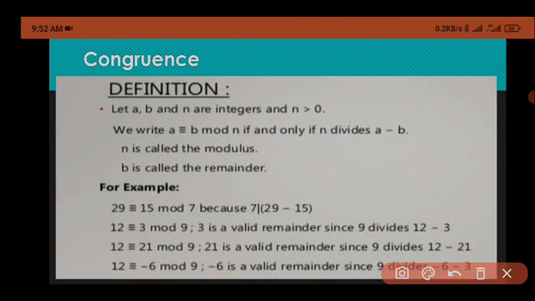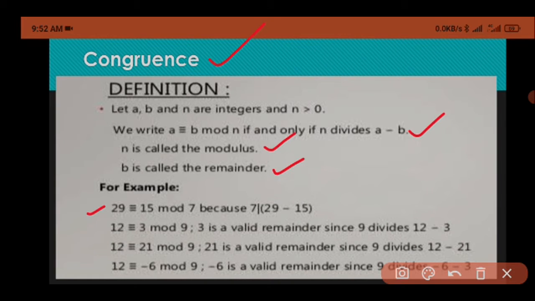Now the next topic is congruence. So what is the meaning of congruence? Let A, B and N be integers and N greater than 0. So we write A is congruent to B mod N if and only if N divides A minus B. N is called the modulus and B is called the remainder here. We can understand it through some examples.